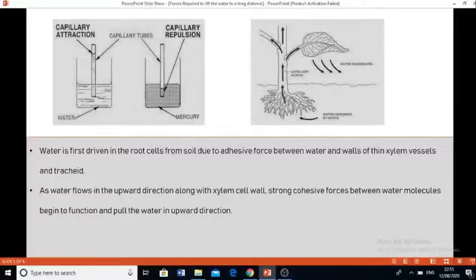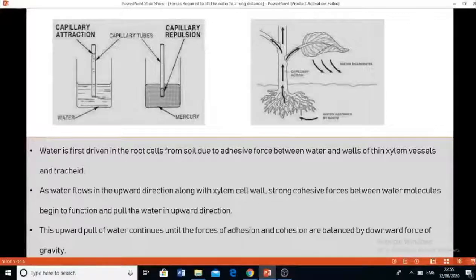As water flows in an upward direction along the xylem cell wall, the strong cohesive force between water molecules begins to function and pulls the water in an upward direction. This upward pull of water continues until the forces of attraction, adhesion and cohesion are balanced by the downward force of gravity. This theory has some limitations and fails to explain water transport over a long distance.